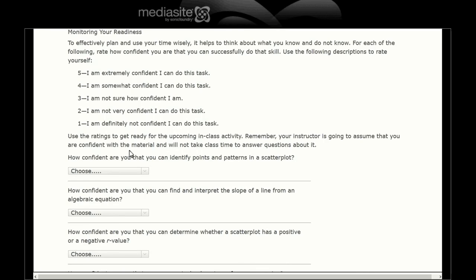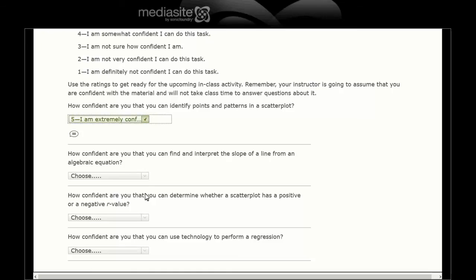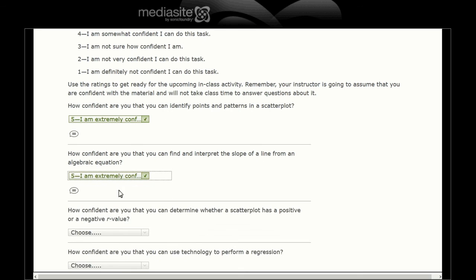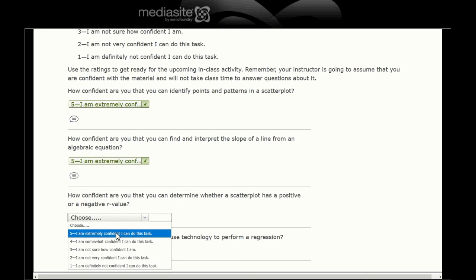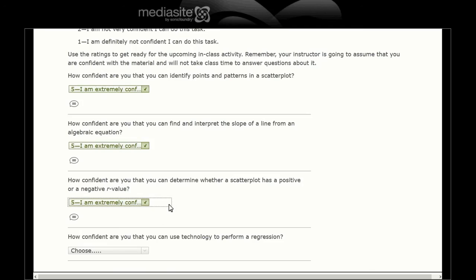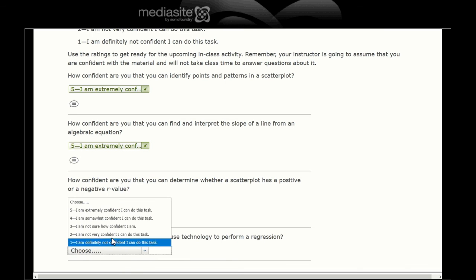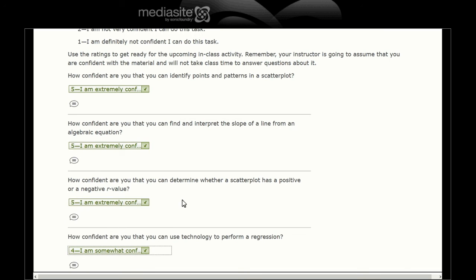Self-evaluation. How confident are you that you can identify points and patterns in a scatter plot? I'm confident. How confident are you that you can find the slope and intercept of a line from the algebraic equation? Extremely. How confident are you that you can determine whether the scatter plot has a positive or negative R value, just by looking at the scatter plot? Again, that's kind of seeing how wide of a straight line you can form. And how confident are you that you can use technology to perform a regression? It depends on the technology.